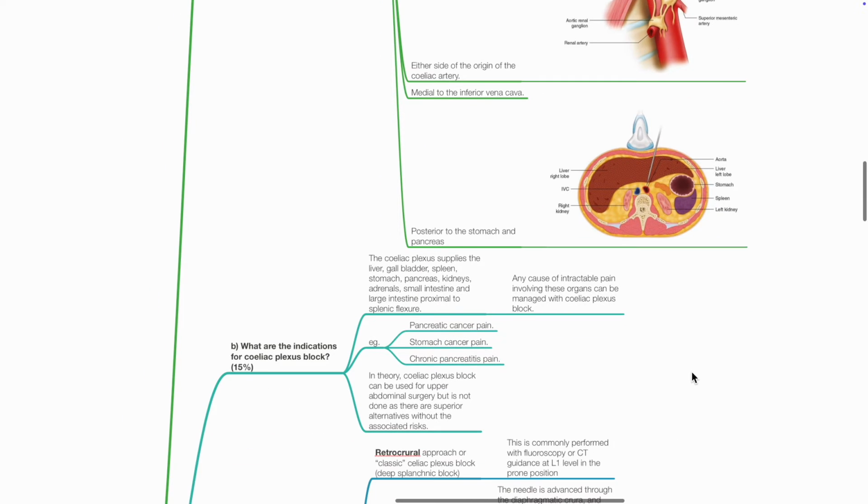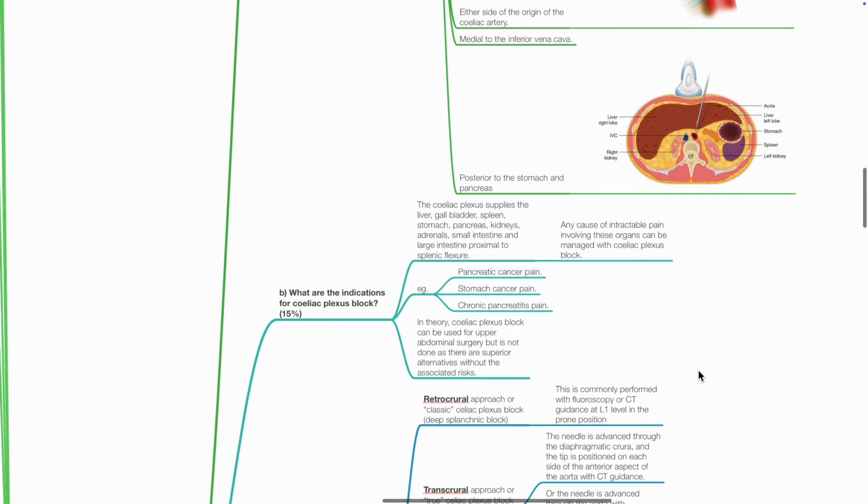B. What are the indications for coeliac plexus block? The coeliac plexus supplies the liver, gallbladder, spleen, stomach, pancreas, kidneys, adrenals, small intestines, and large intestine proximal to the splenic flexure. Any cause of intractable pain involving these organs can be managed with coeliac plexus block, such as pancreatic cancer pain, stomach cancer pain, and chronic pancreatitis pain.